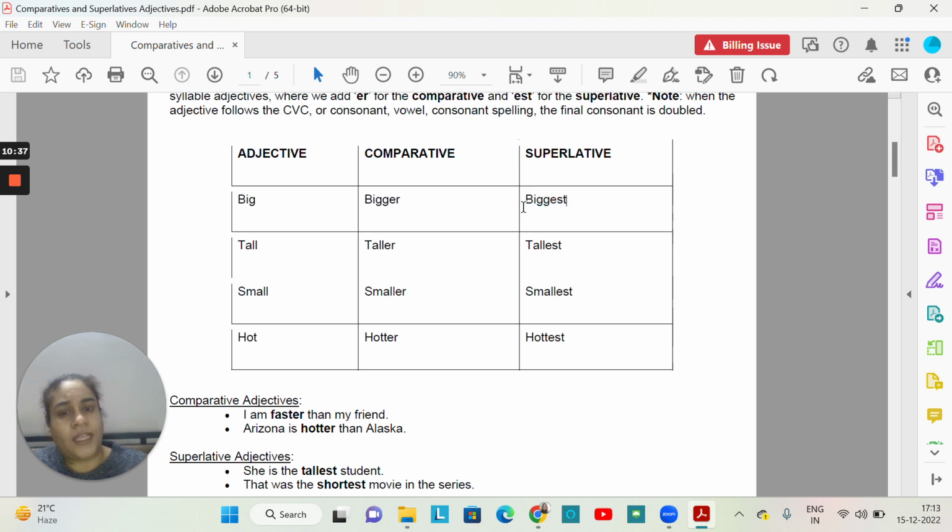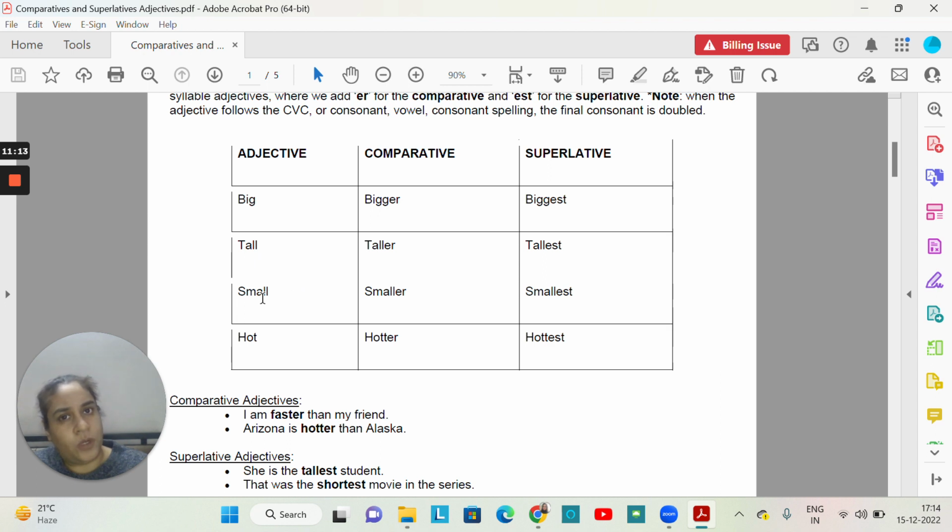But I also have to take care of my syllable sounds, and because of that, of my spellings. Like tall. Still it is following the concept of CVC. That means I have only one vowel sound to hear. I don't have two vowel sounds to hear. So what happens over here? My last consonant is an L. That becomes double. And since tall is already double, please do not add another L to it. Doesn't make sense. Just add ER. And in the superlative, add EST.